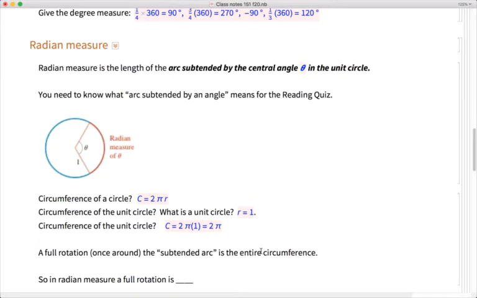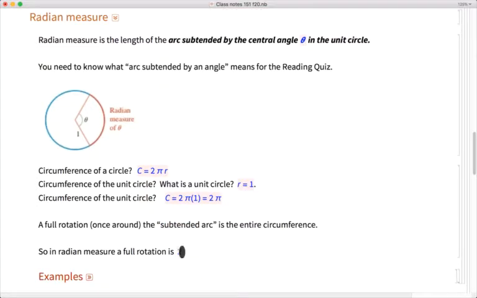Okay, so why are we talking about that? Well, I want to think about doing a full rotation, going once all the way around on the unit circle. If you go exactly once around, then the subtended arc will in fact become the entire circumference of the circle. So in radian measure, a full rotation is 2 pi radians. Rad is an abbreviation for radians, and a lot of times we won't include that. If there's no unit given, we'll assume that the measure is in radian measure.